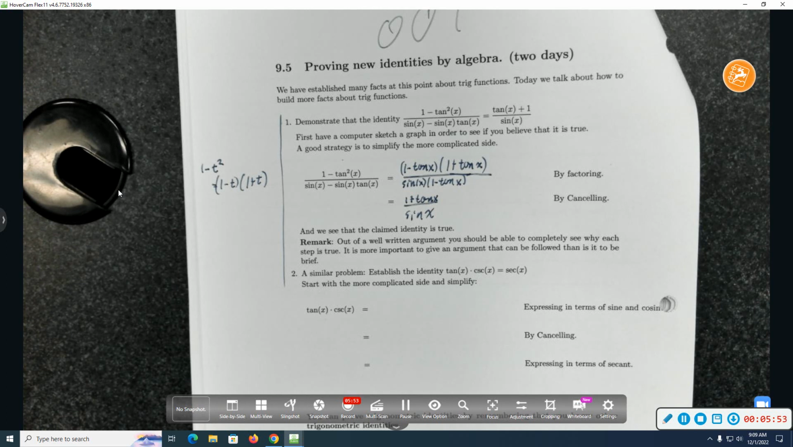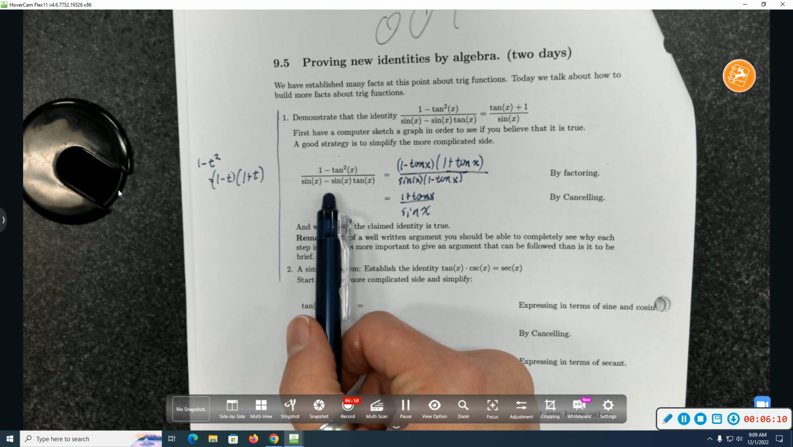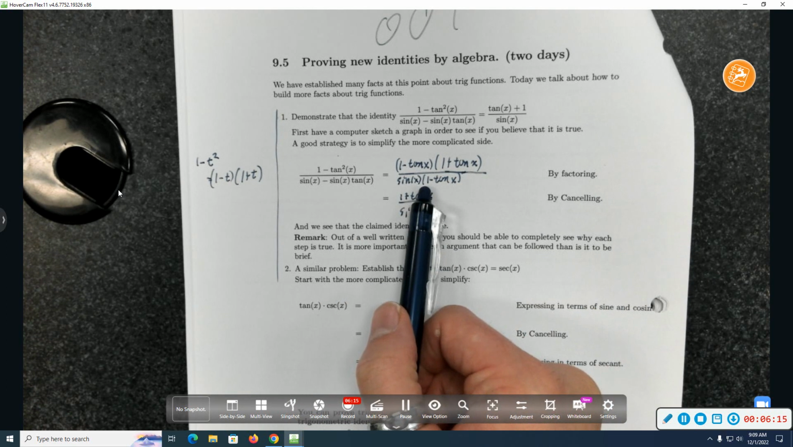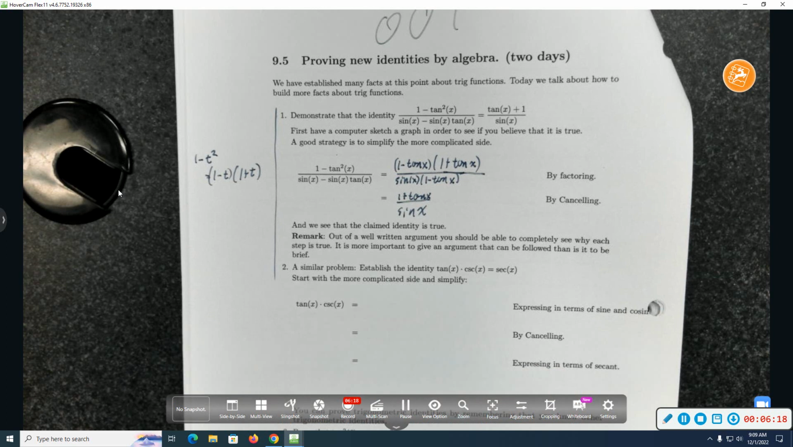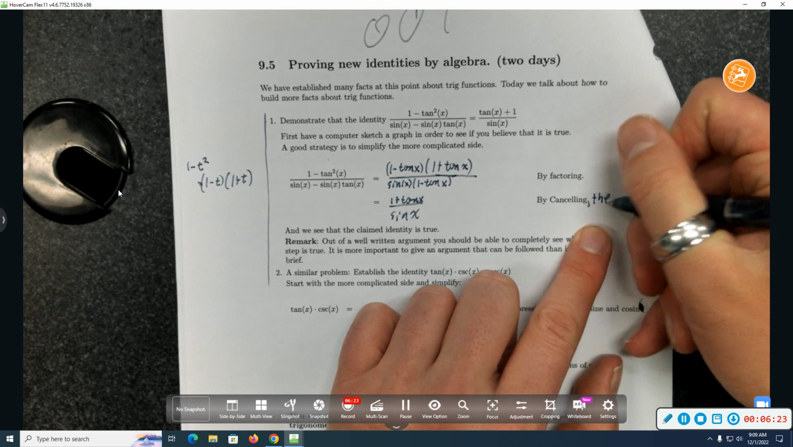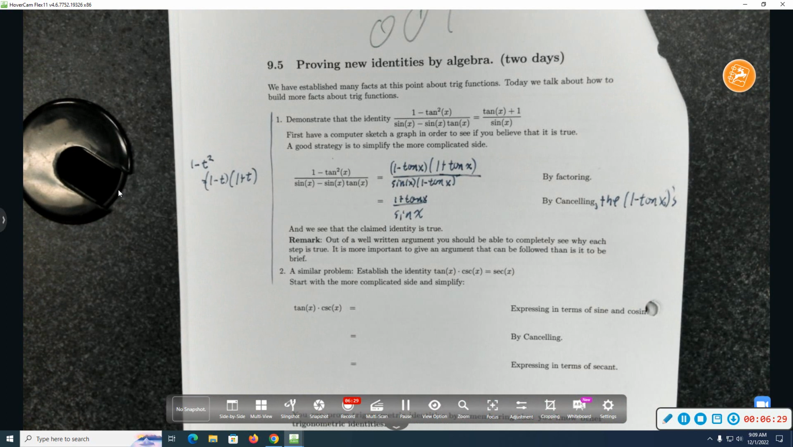So here's the goal if you're following this strategy to prove an identity. Take the more complicated side, and while explaining exactly what's happening in every step, try to reduce it down to the simpler side. So in this case, 1 minus tangent squared x divided by sine x minus sine x tangent x. By factoring, you get that down to 1 minus tangent x times 1 plus tangent x, all over sine x times 1 minus tangent x. By canceling, and maybe we can even be specific, by canceling the 1 minus tangent x's, you get down to 1 plus tangent x all over sine x.